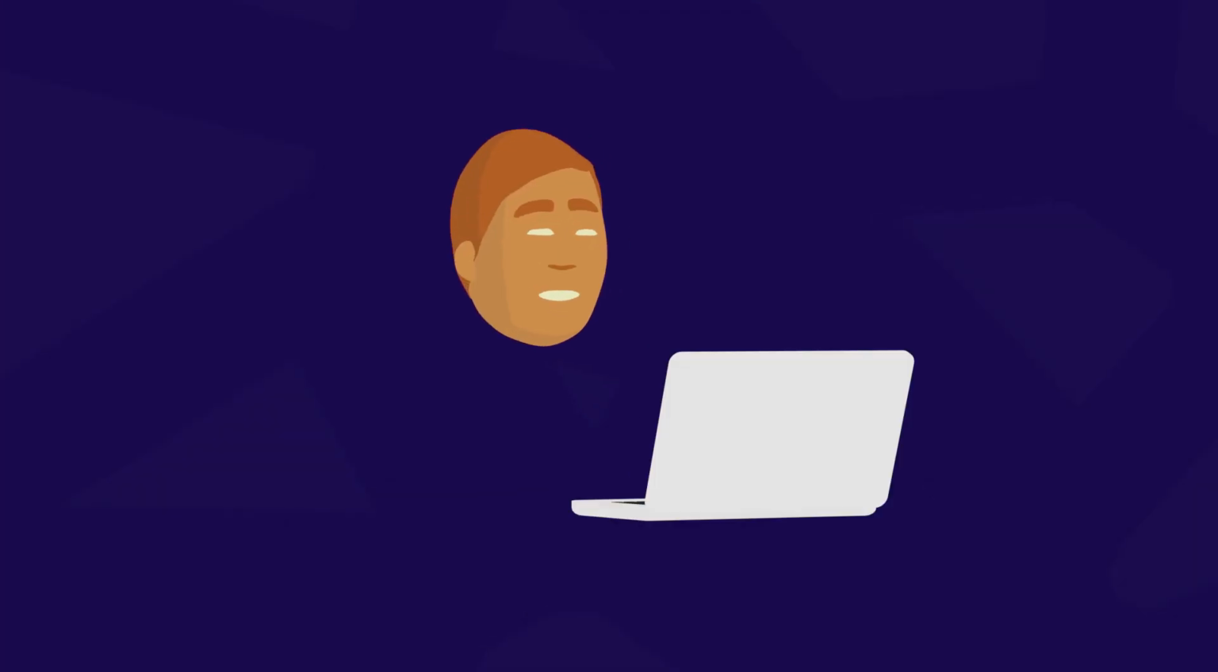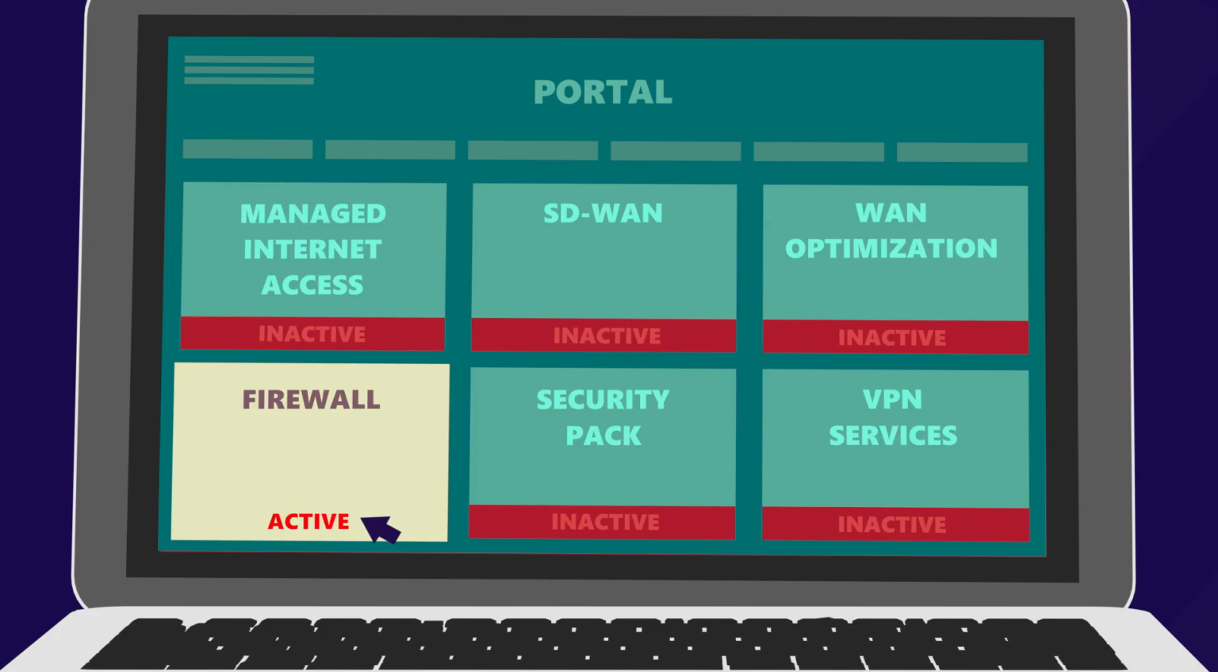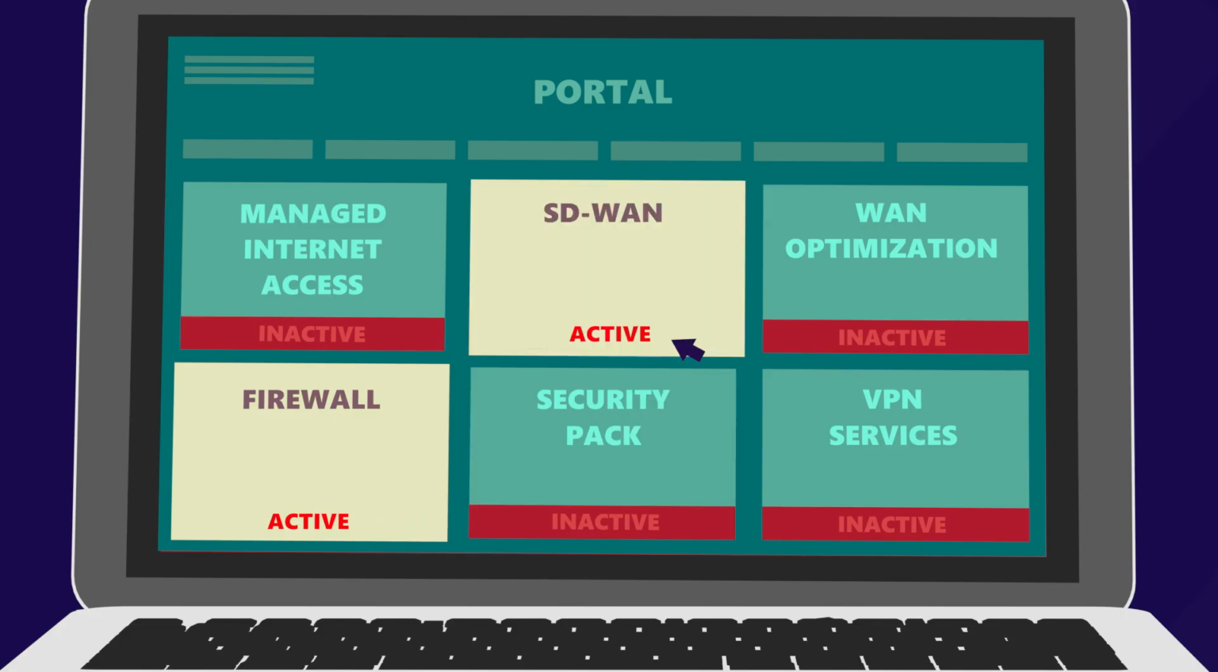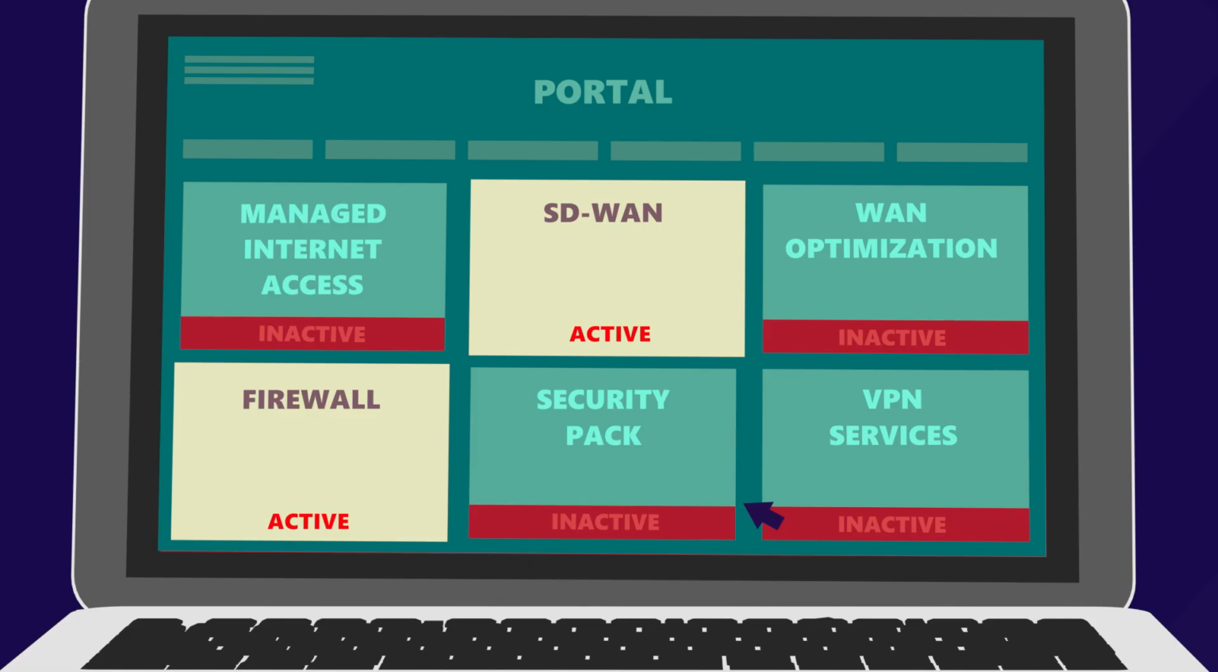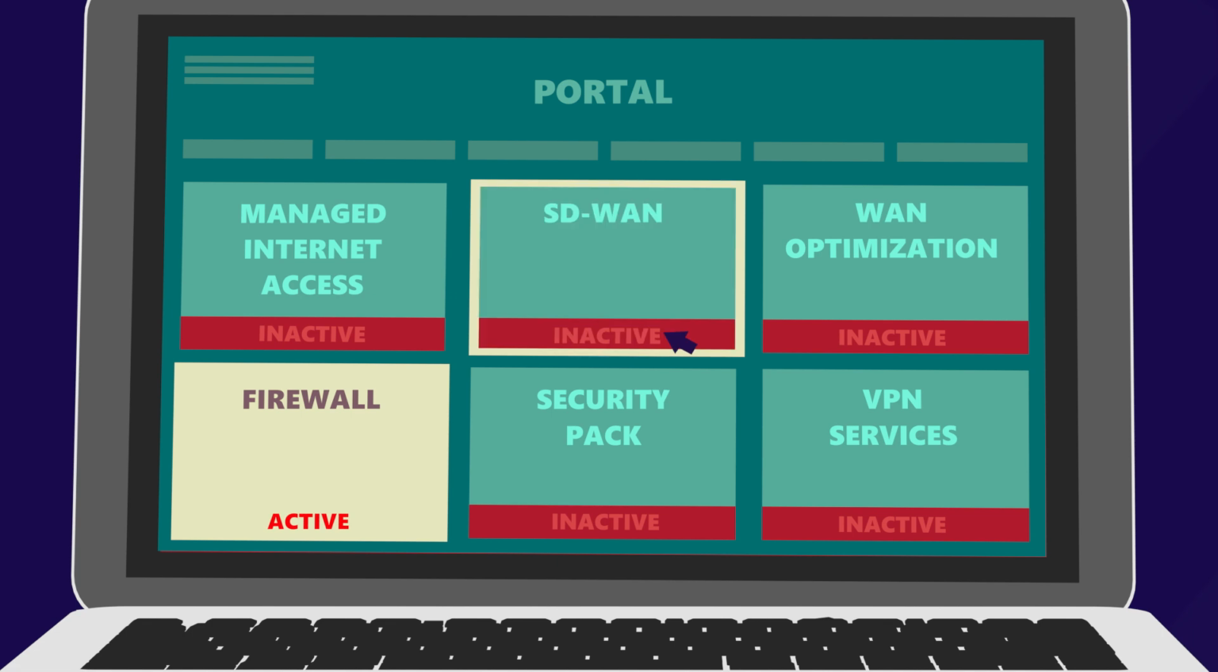When he wants to buy a new service or even just try one out, all he has to do is find it on the service provider's portal and click it. Removing a service is just as easy. Simply select the service and remove it. Alex's billing will be reduced on the next cycle.